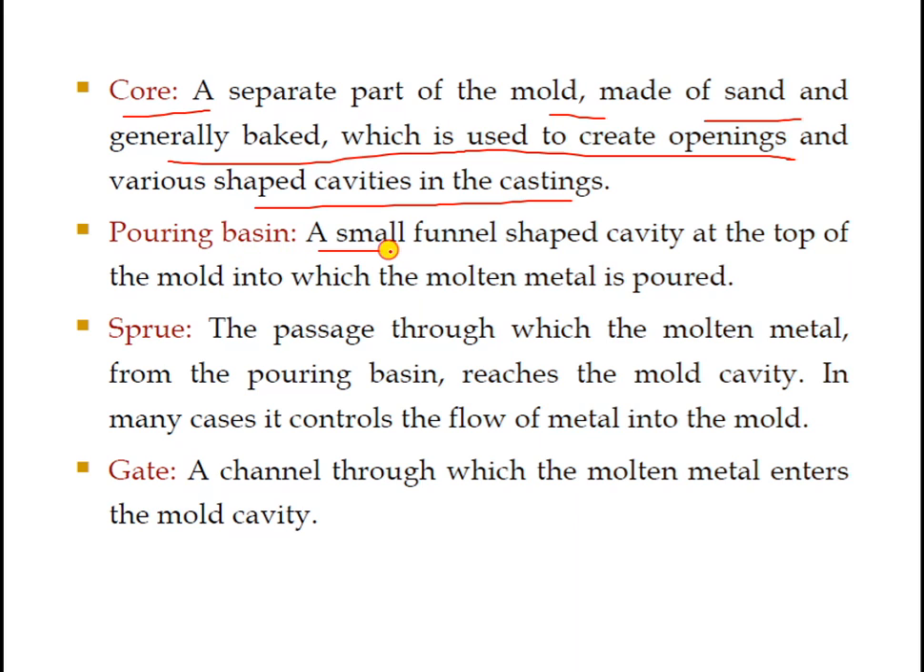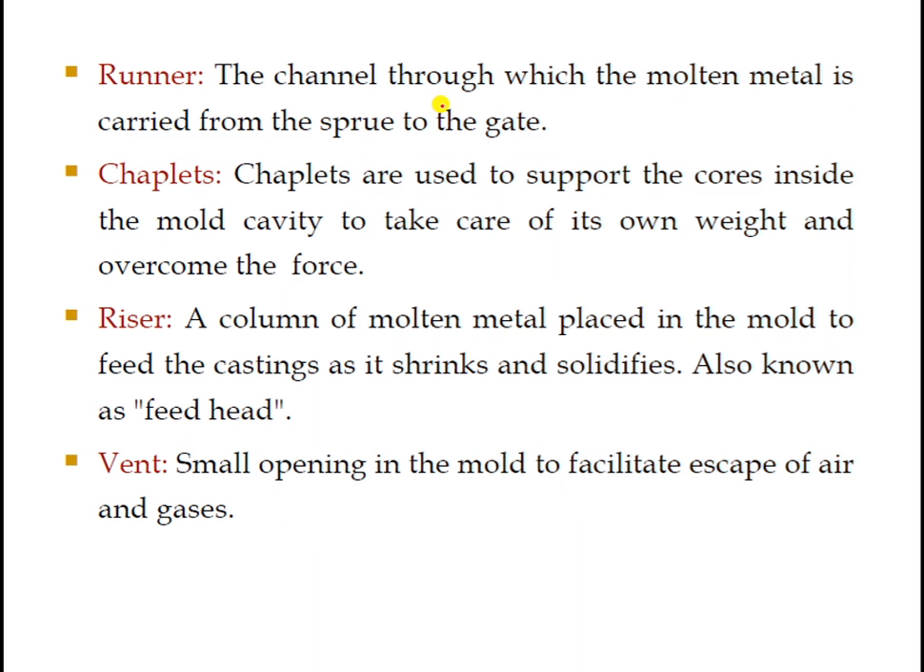Pouring basin: the basin through which molten metal is poured. Sprue: this is the passage through which the molten metal passes from the pouring basin and reaches the mold cavity. And the gate is the channel through which the molten metal enters the mold cavity. Runners carry the molten metal to the gate. That is very important. But chaplets are not shown in this figure; they support the cores inside the mold cavity, taking care of their own weight and overcoming the forces, so that the core stays intact within the mold cavity.